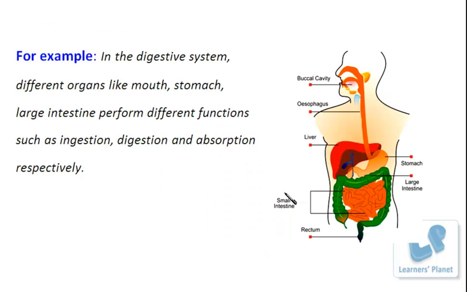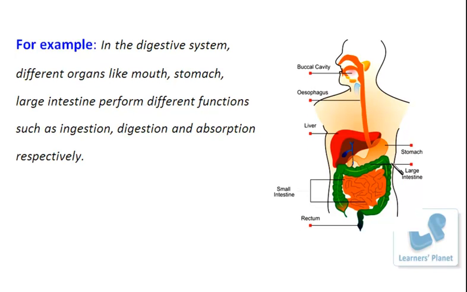See, this picture is of the human digestive system. So you must have studied about this human digestive system, right? So in this digestive system, what are the different parts? There is a mouth. Inside that mouth there is the buccal cavity. Then there is the esophagus, liver, stomach, large intestine, small intestine, rectum, and anus. Right? These are the different parts of the human digestive system.